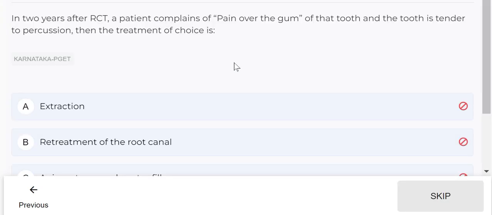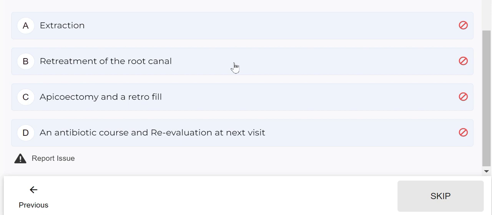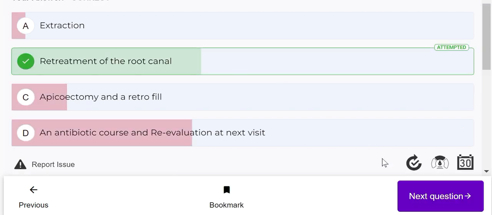Two years after RCT, a patient complains of pain over the gum of that tooth and the tooth is tender to percussion. Then the treatment of choice is extraction, retreatment of the root canal, apicoectomy and retrofill, an antibiotic course and re-evaluation at next visit. The correct answer is retreatment of the root canal.